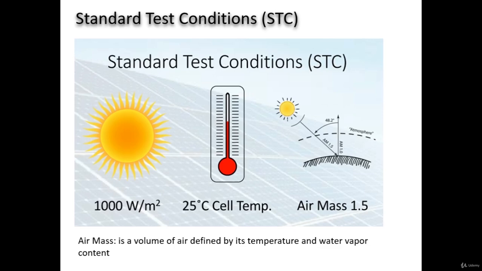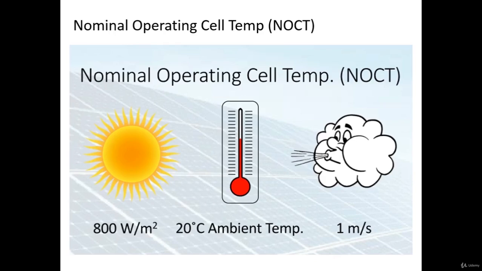So we have standard test condition and we have nominal operating cell temperature. Nominal operating cell temperature is 800 watt per meter square of irradiance, 20 degrees Celsius of ambient temperature, not the cell, and 1 meter per second wind speed.